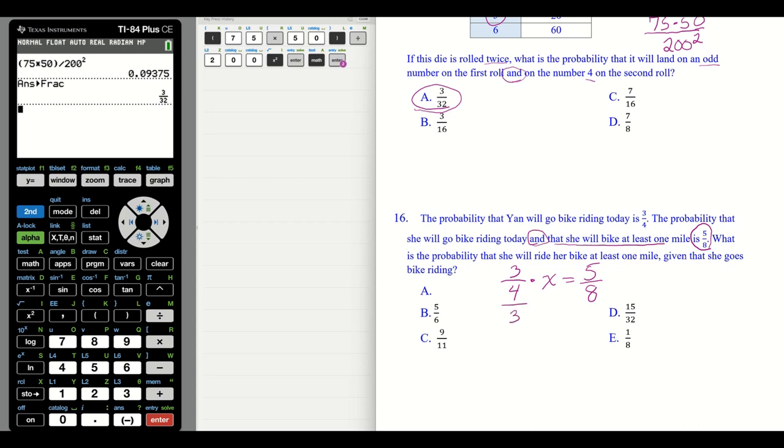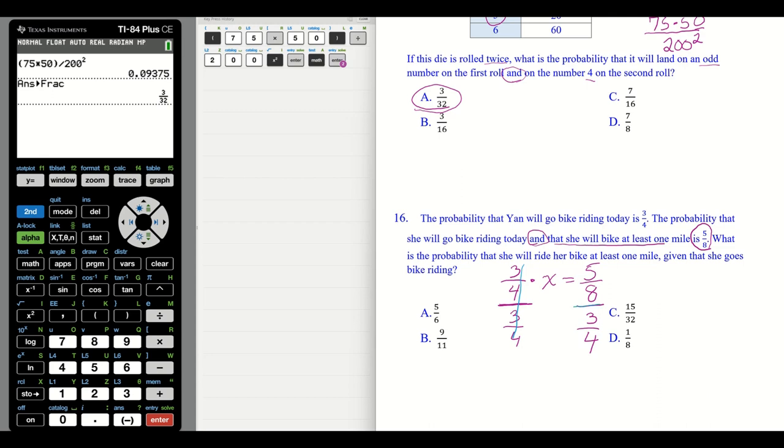So we need to take our 3/4 and divide both sides by 3 out of 4. What happens? That becomes 1.